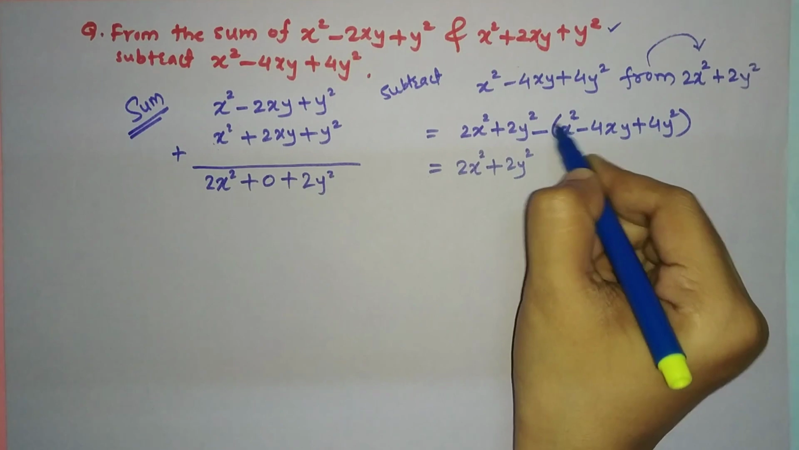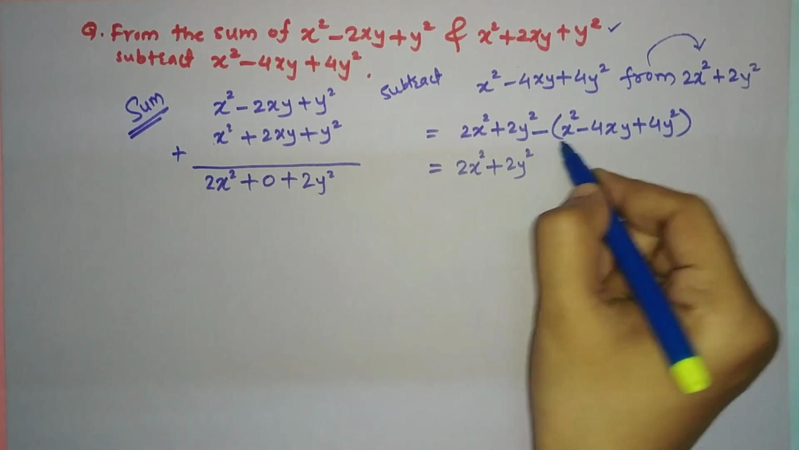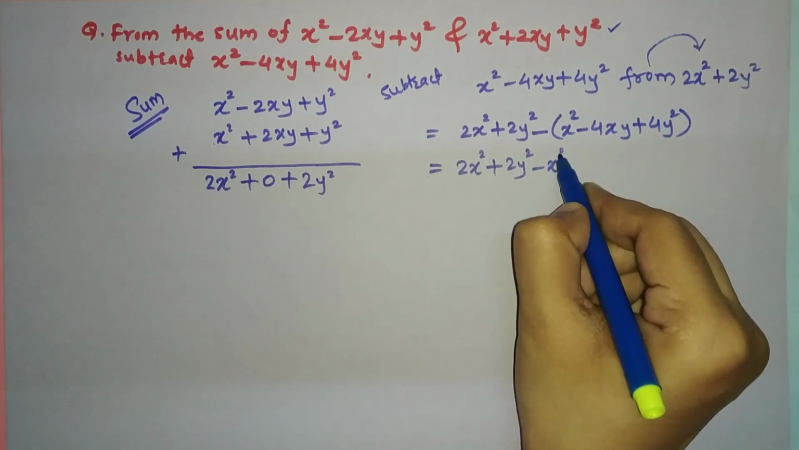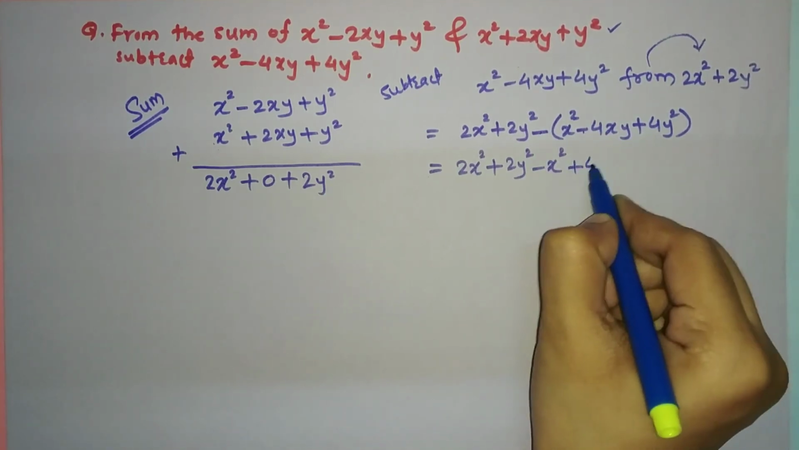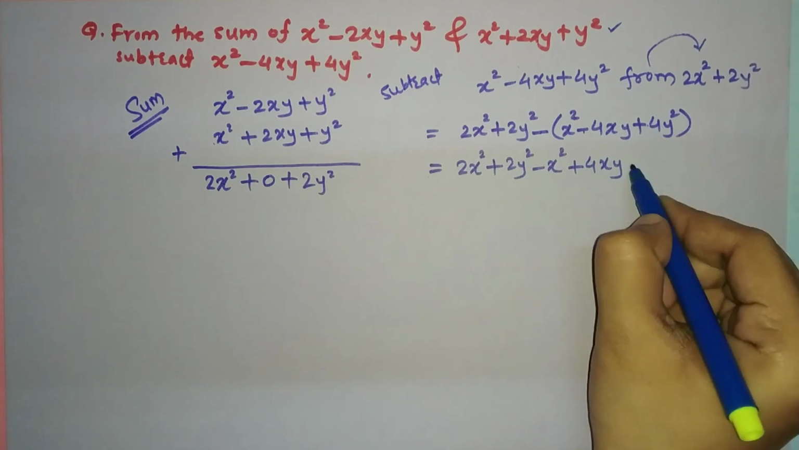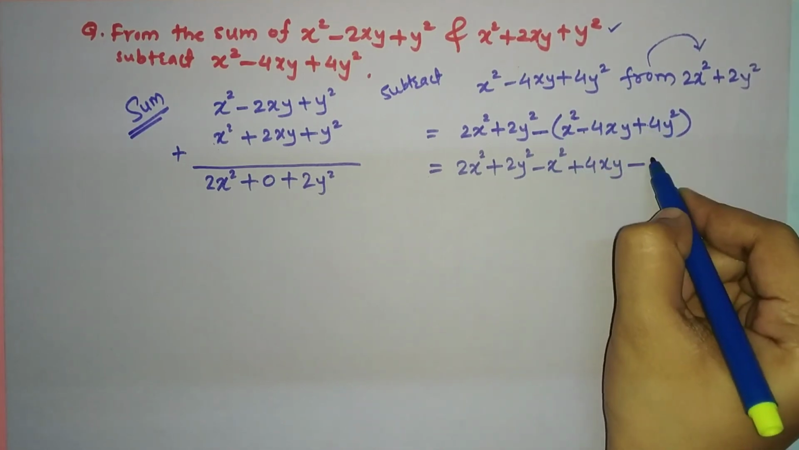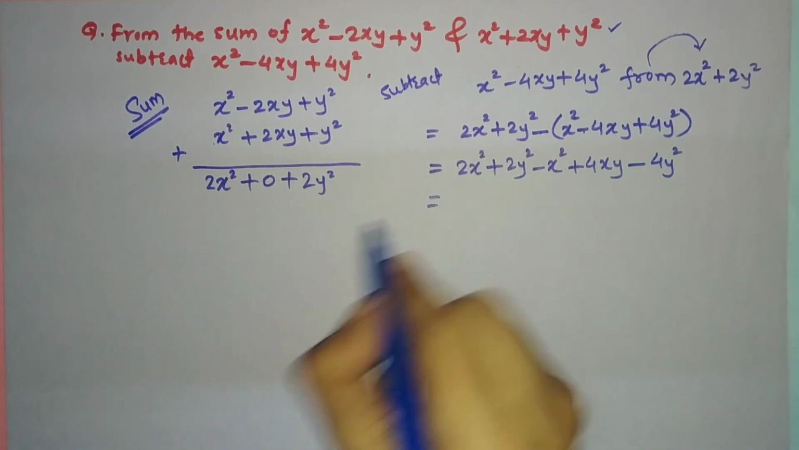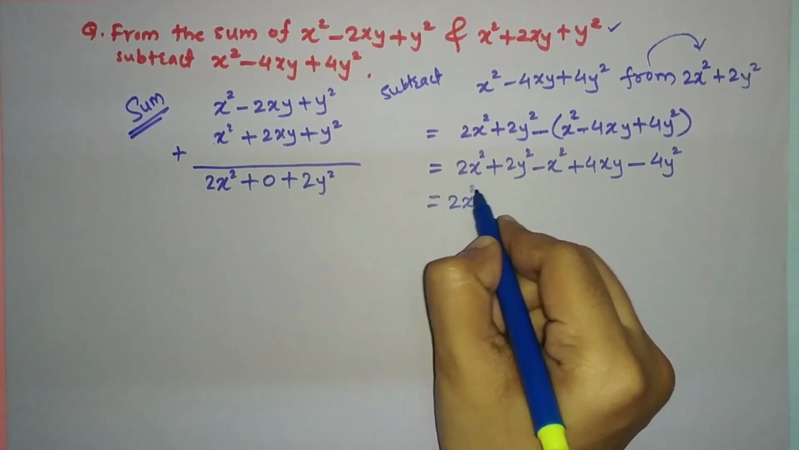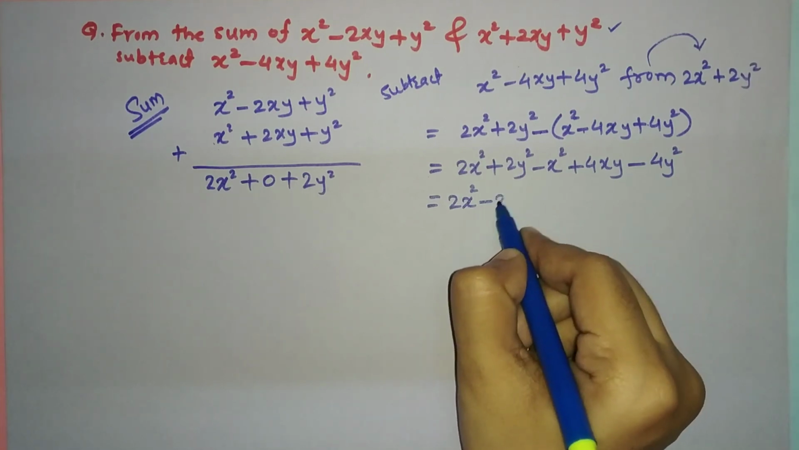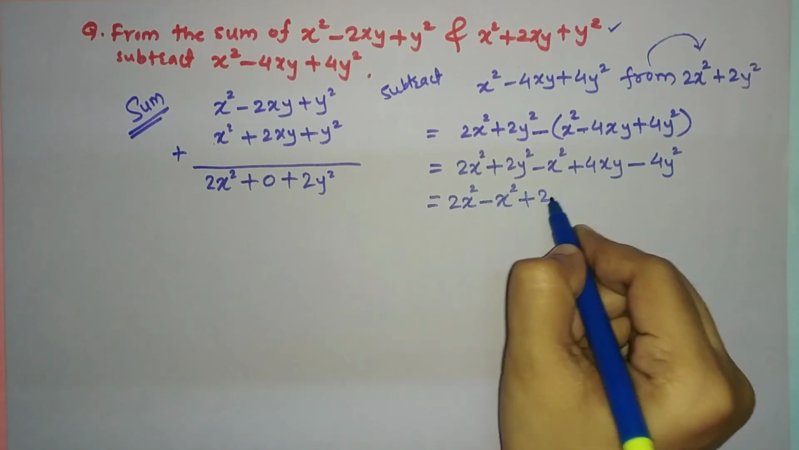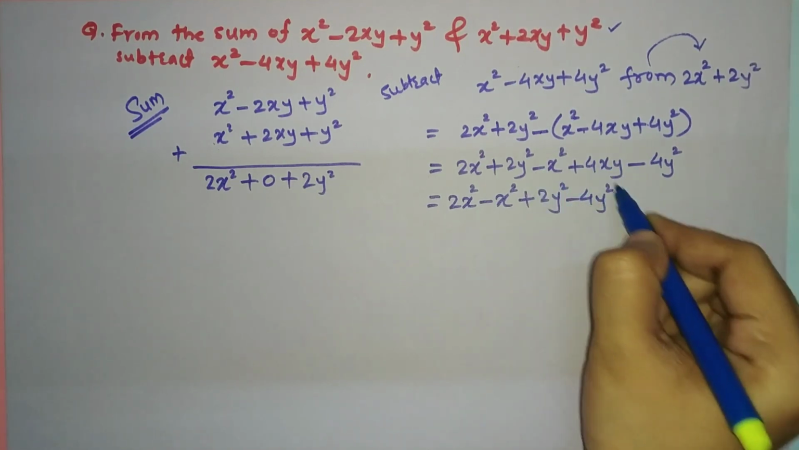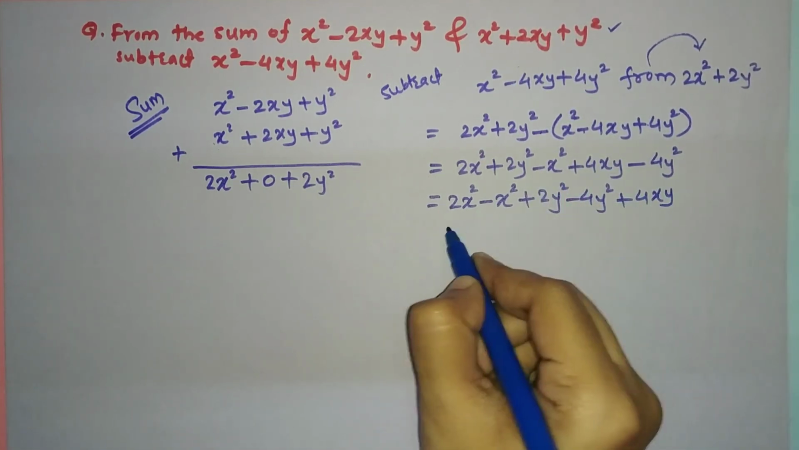Now outside of the bracket a minus sign is there, so we'll change the inside signs just like we have performed in a vertical way. It becomes minus x square, minus minus gives a plus 4xy, minus of minus becomes plus, and minus 4y square. Now just check out the like terms and write them together. 2x square, its like term is minus x square, plus 2y square, its like term is minus 4y square, and plus 4xy is as it is.